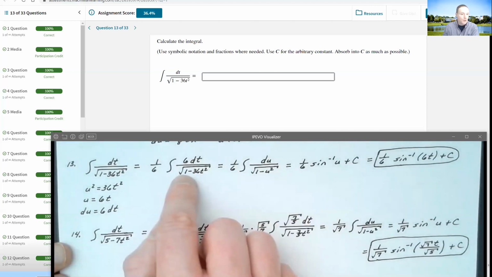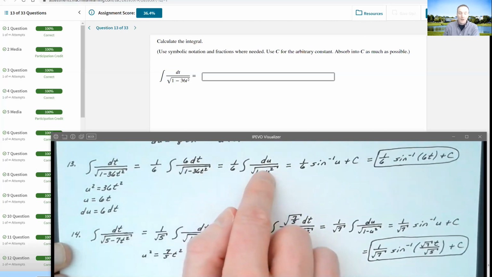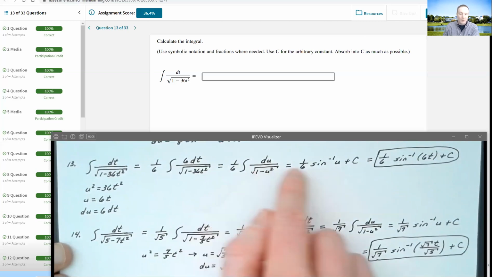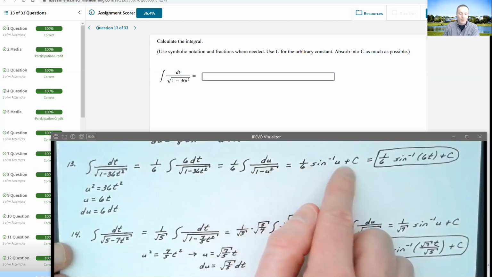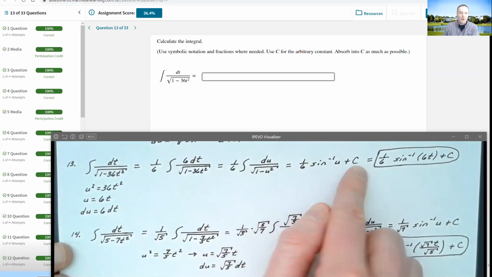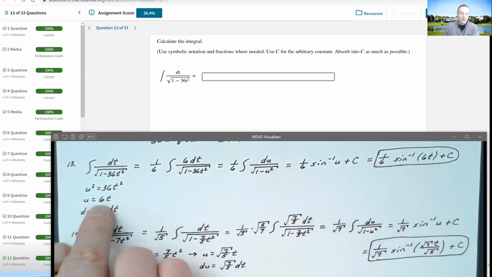Your denominator, the whole point for doing this, is that now it's going to become the square root of 1 minus u squared instead of 36t squared. So that, by definition, is the inverse sine of u. I'll have 1/6 the inverse sine of u plus the constant of integration, which now, once we know u is equal to 6t, we can say is just 1/6 the inverse sine of 6t plus the constant of integration.